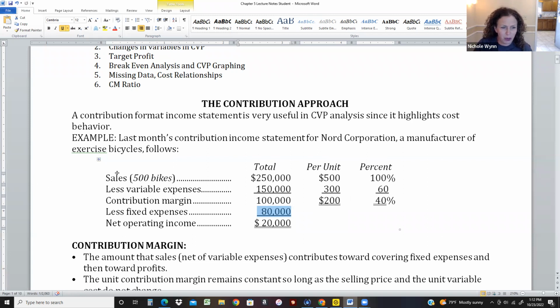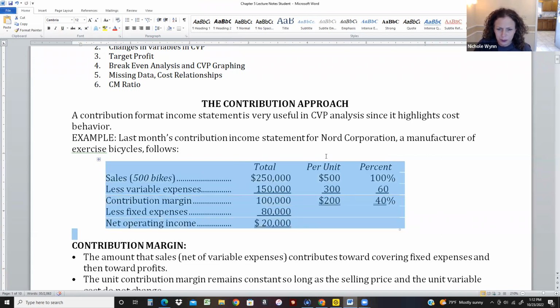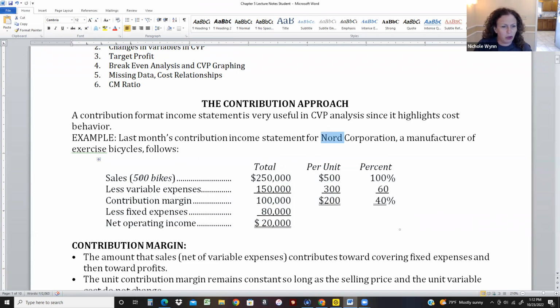So this last month, what happened for our company, Nord, is that we sold 500 bikes. So if we sold 500 bikes at $500 each, our revenue is $250,000. But if we sell 500 bikes, the cost is $300 each. So the cost is $150,000. So 250 minus 150 is 100 minus 80 is $20,000 of net income. Now I don't do anything with taxes until later. So that would actually be net income before taxes. And then I would need a tax rate to get to net income. But we're not going to worry about that for a while.